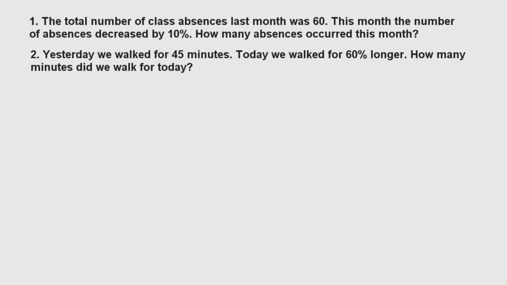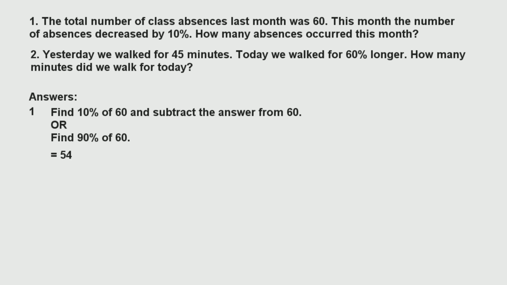So we'll look at both methods. So you would find 10% of 60 and then subtract that answer from 60, or you just find 90% of 60 because a 10% decrease means it's 100 minus 10, which is 90% of 60. If you did it the first method, so 10% of 60, that's 6. And you take away 6 from 60, you get 54. So whichever way you do it, you get 54. And that's the answer.